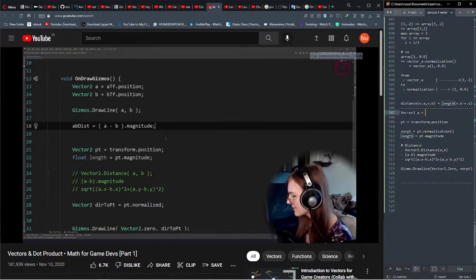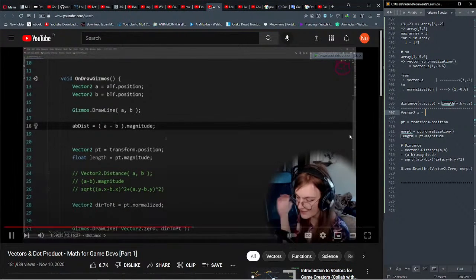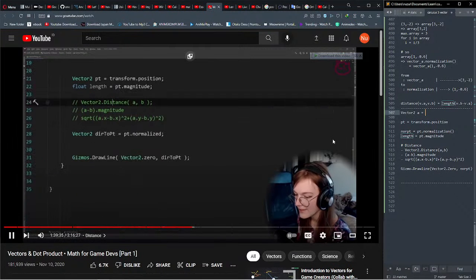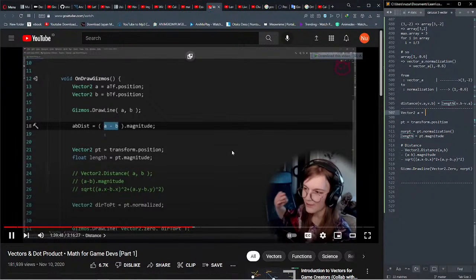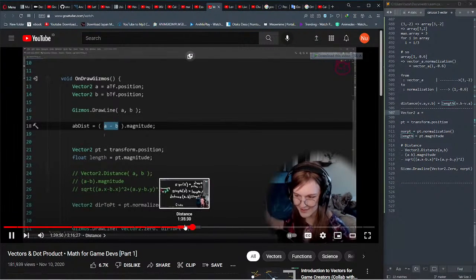It's a very important concept. Like vector 2 dot distance, the nice thing about using that one is that you're being very explicit that you literally want the distance between 2 points. If you use the a minus b dot magnitude, it's a little unclear. Like you get the length of the difference between these two, but like, is that interpreted as a distance?